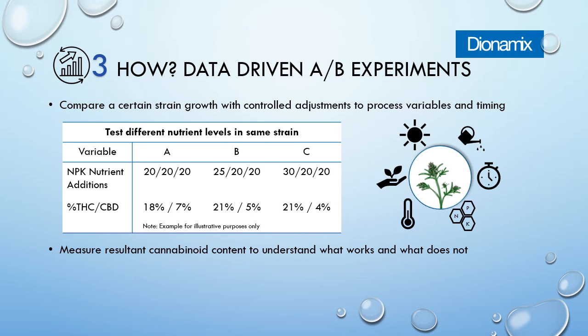A simple way to experiment is by conducting A versus B comparisons. In this example, we picked one key variable at a time. Make quantitative adjustments to a formulation or process, and then compare the outcome in terms of cannabinoid production. In this example, we chose to compare different levels of N, P, and K nutrient additions to see the outcome on THC and CBD production. In this example, you can see how the different experiments turned out with different levels of THC and CBD. Continue experimenting with various other variables one at a time to really get to know a strain's likes and dislikes.